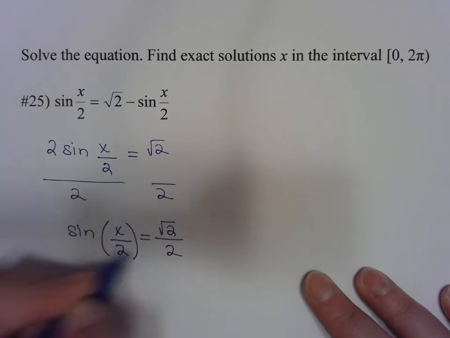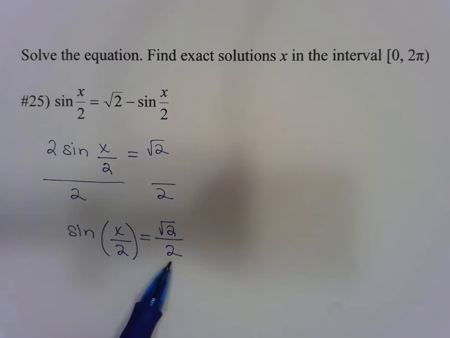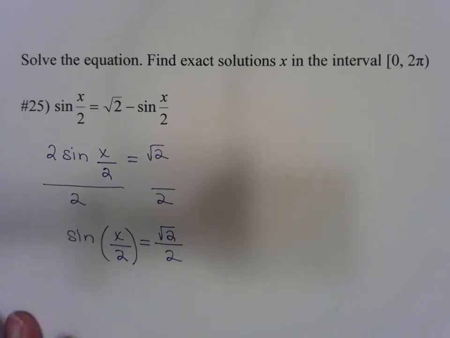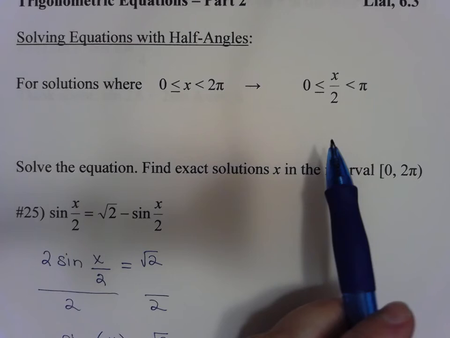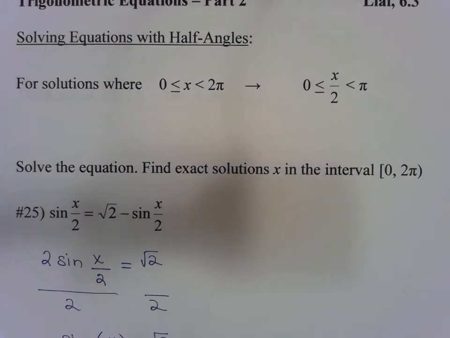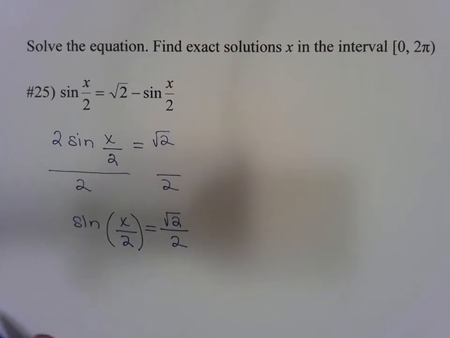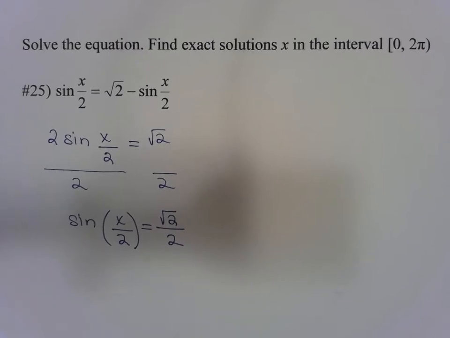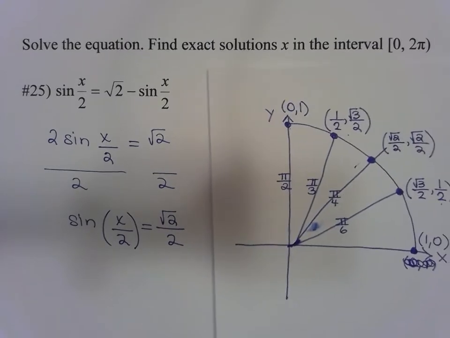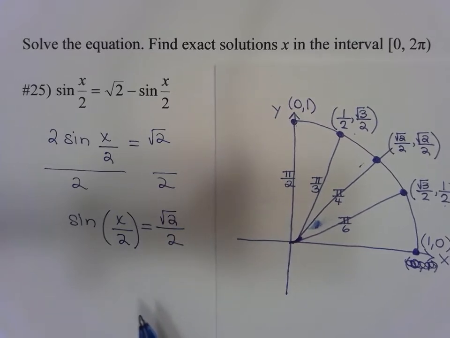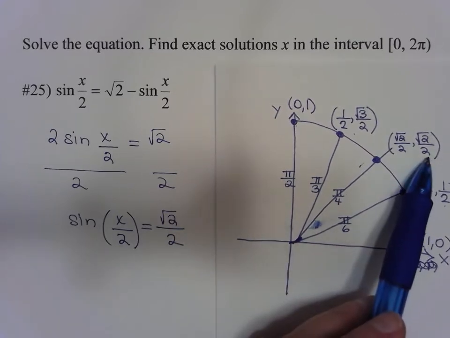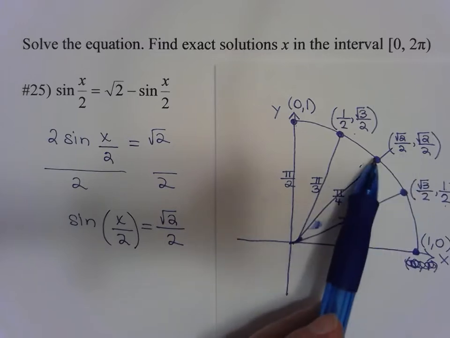I'm going to put parentheses here. Okay, and that starts to look familiar, right? So I know of some angles where the value is square root of 2 over 2. If I'm looking for x values between 0 and 2 pi, remember I'm looking for half angle values between 0 and pi. I think that's going to work out perfectly for us. So let me bring in our unit circle. The value of the sine is square root of 2 over 2 at 45 degrees, or pi over 4.